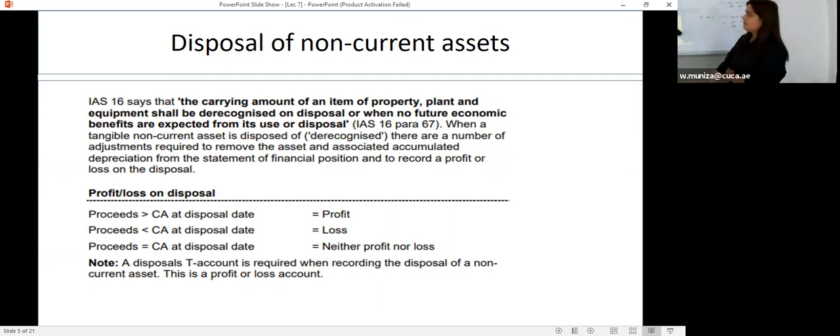Let's quickly read it. IAS 16 says that the carrying amount of an item of property, plant, and equipment shall be de-recognized on disposal or when no future economic benefits are expected from its use or disposal. This is the language of IAS 16. IAS 16 tells us that whenever the asset is going to be sold, it is going out of the organization, we are going to de-recognize it from our books of accounts. Whenever the asset is purchased, we are going to recognize it. Whenever it is sold, we are going to de-recognize it. Or on the other hand, if it has stopped giving us any economic benefits, we are going to de-recognize it.